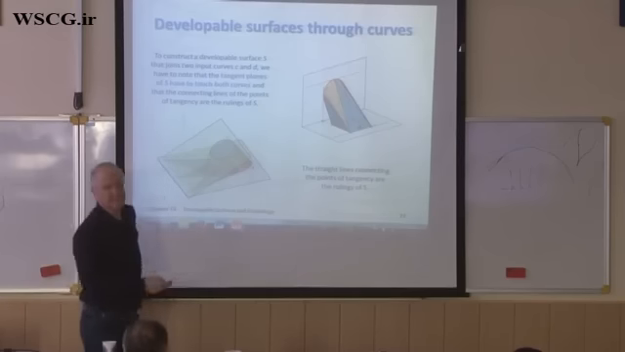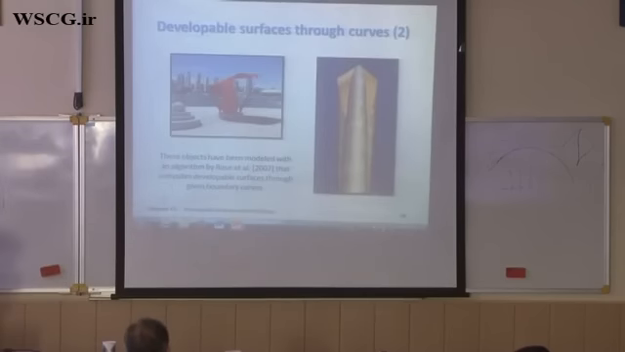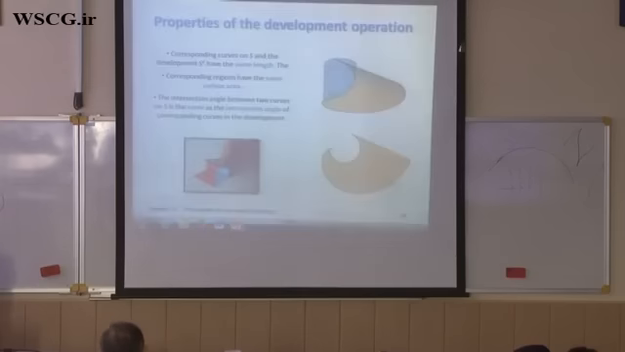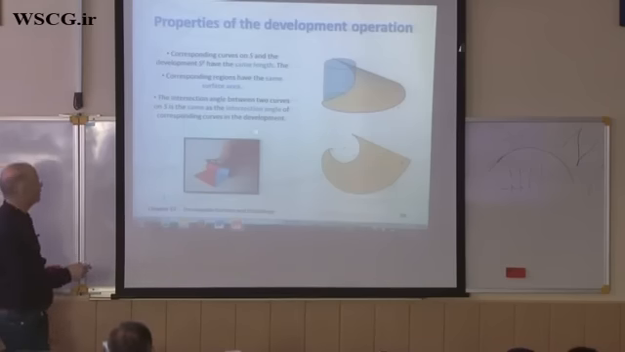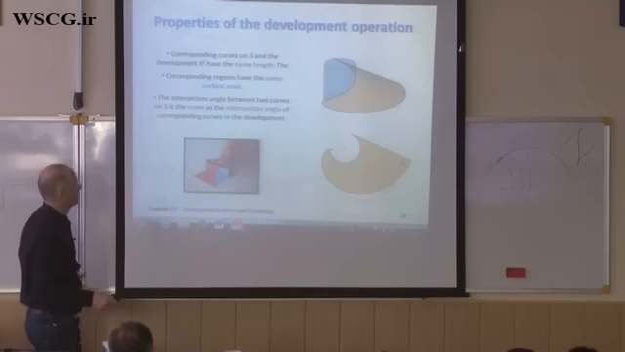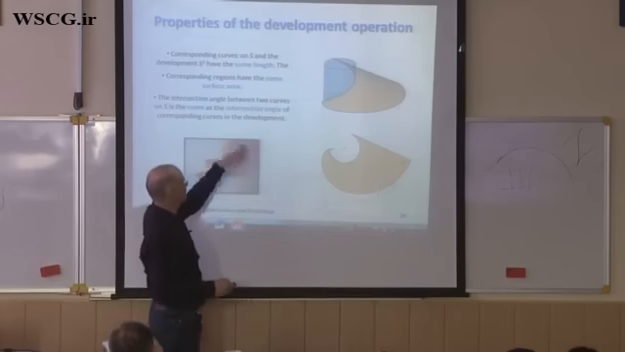Yeah. This is an example. You can try to do it also in a CAD system. These are more complicated examples done by an algorithm which does this. Properties of the development, we have said: curves on the surface and in the development have the same length. Of course, the surface area does not change, and the intersection angle does not change.